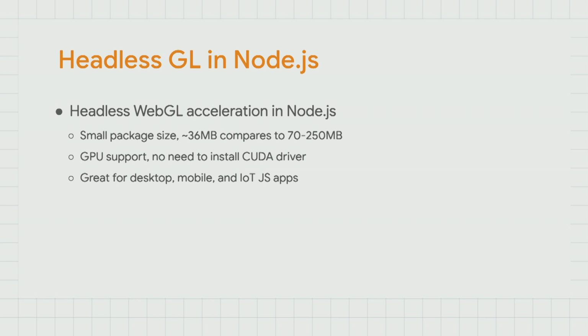However, we're also working on a headless GL backend for Node.js, and we're very close to releasing this. The reason we're working on this is that we want to make sure that if you are writing an Electron app, you can take advantage of the GPU, even if you're on Macs or you don't have CUDA drivers installed. Also, the package is much, much smaller compared to downloading the full TensorFlow library.